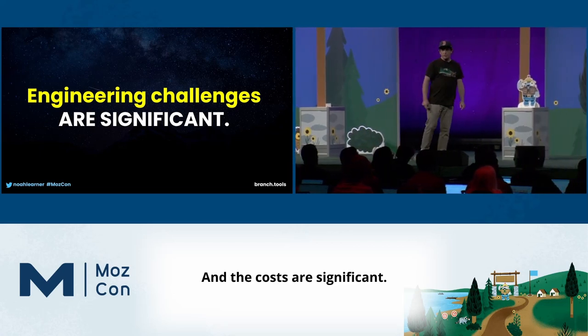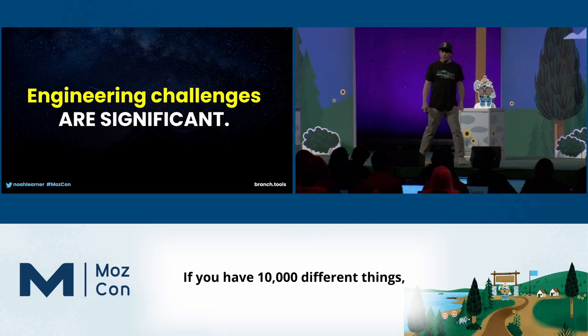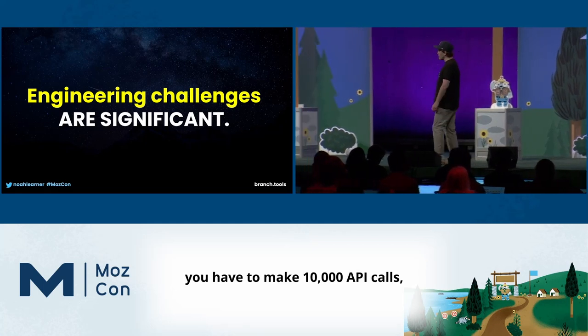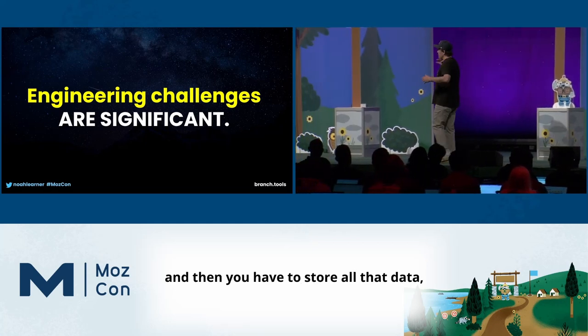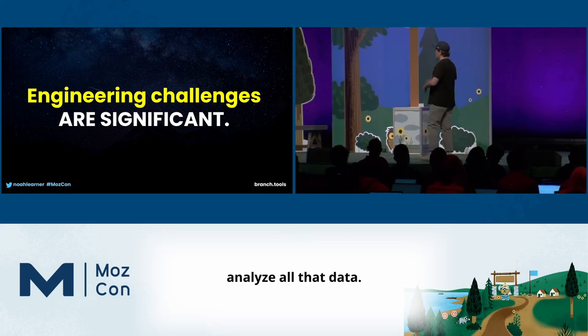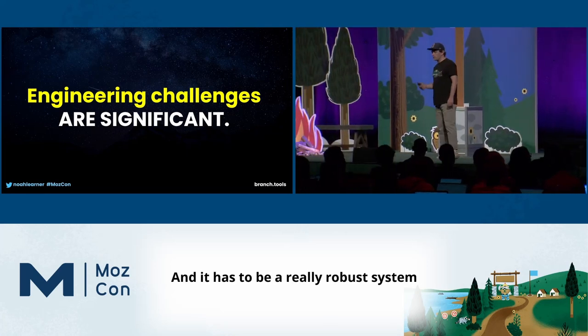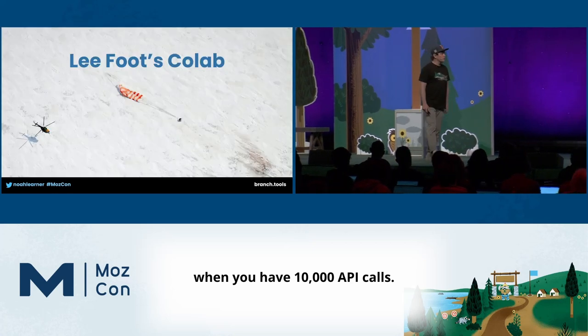And the costs are significant. If you have 10,000 different things, you have to make 10,000 API calls. And then you have to store all that data, process all that data, analyze all that data. And it has to be a really robust system when you have 10,000 API calls.